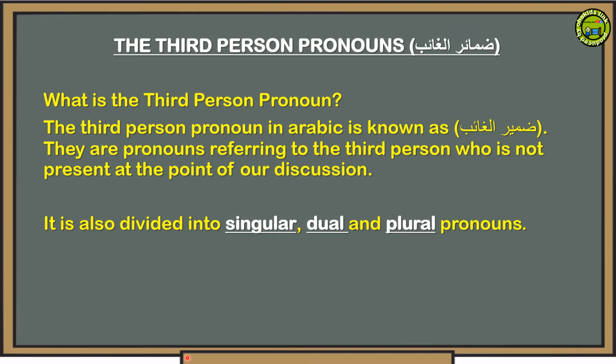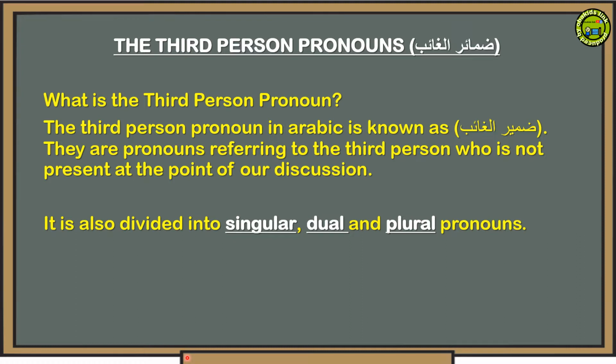In the previous lesson, we talked about first person pronoun and we said first person pronoun is used to relate to the person that is talking in a sentence. In the next lesson we said second person pronoun is used to relate to the person we are talking to in a sentence. Now we are talking about the third person pronoun.